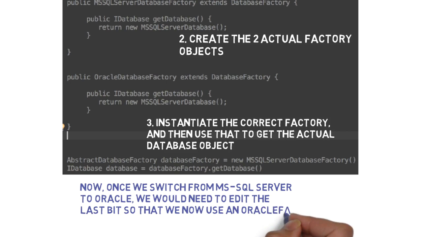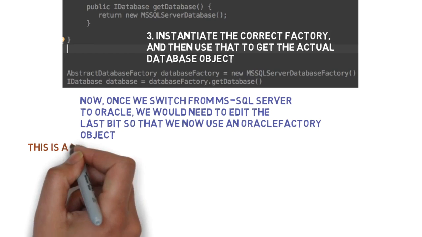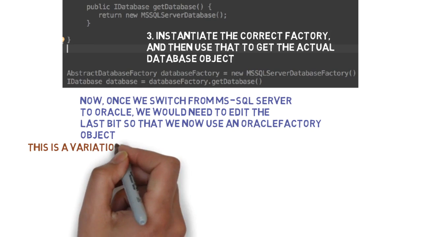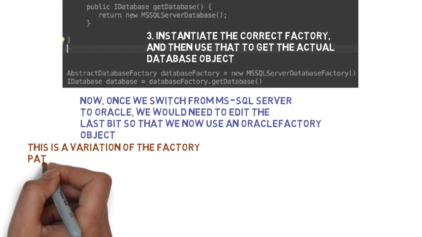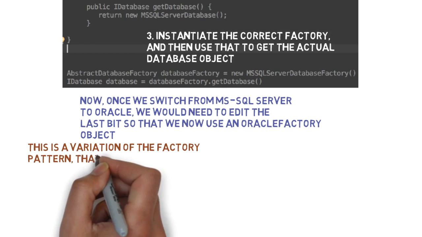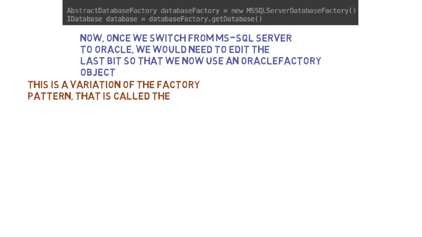That is the one line we need to edit. Remember, because we don't use reflection, we need to actually recompile and re-release code to production. This is a variation of the factory pattern and is called the abstract factory pattern.